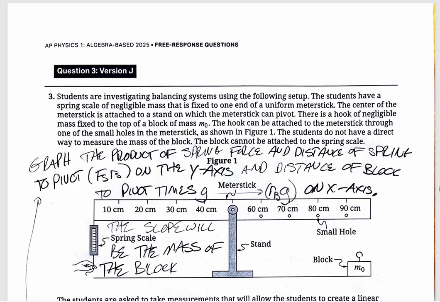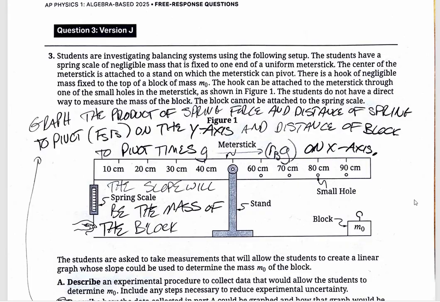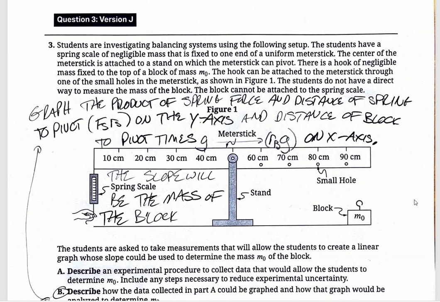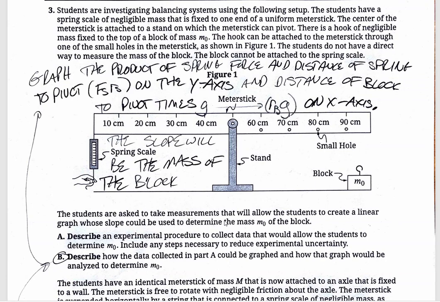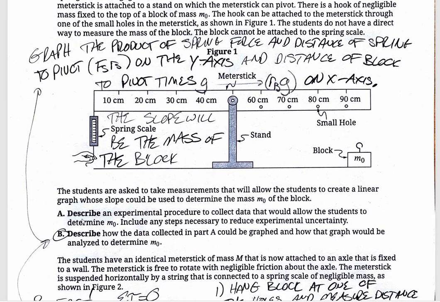All right. Number 3 is experimental design. This was last year. Sorry, I wrote all over this because there wasn't a lot of room to write, but basically it was a lever. It was like a meter stick that was pivoted in the middle, and you had a spring scale attached to the end and an unknown mass that you can hang everywhere. And you're asked to take measurements that will allow students to create a linear graph whose slope can be used to determine the mass of the unknown block. All right. Describe an experimental procedure that we could use.